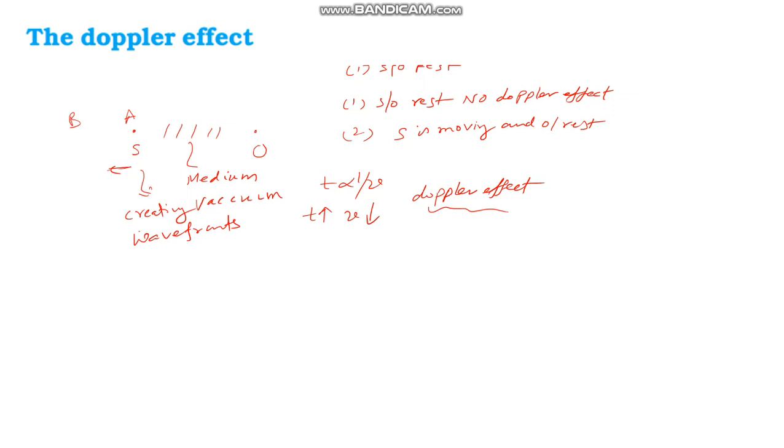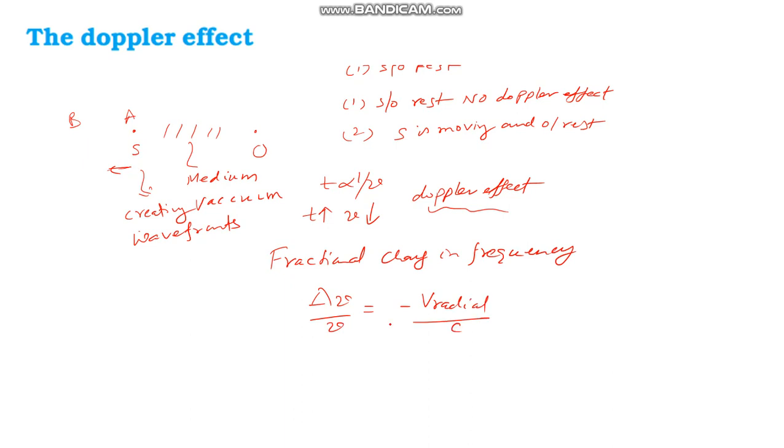Now here, the fractional change in frequency is given by delta nu by nu is equal to minus v radial divided by c. Now this is the change in frequency and this is the frequency of the source. c is the speed of light, and v radial means you have to connect a line with the source. You have to draw a line between source and the observer.